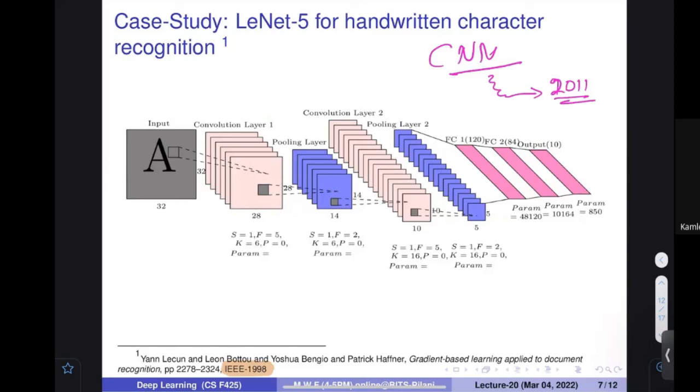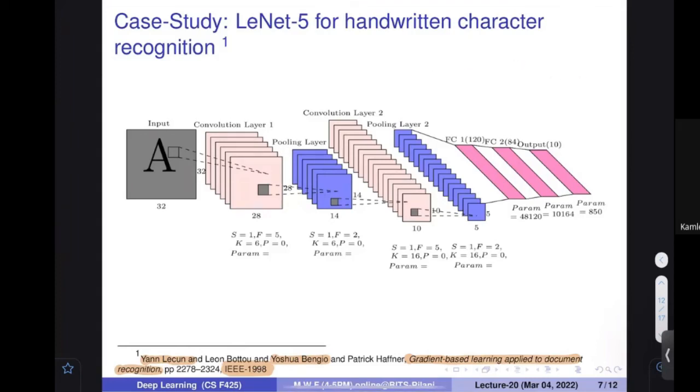Okay, so let me talk about this. This is a paper called, can you read this? It is by Yann LeCun and Yoshua Bengio, and you know that he is one of the top researchers in this area. The paper is Gradient-Based Learning Applied to Document Recognition, and as I mentioned, it came out in 1998.